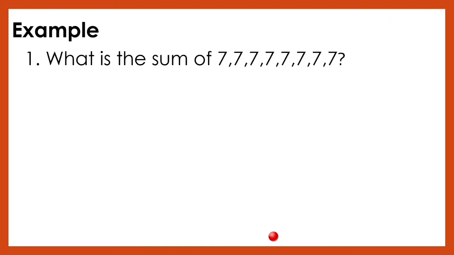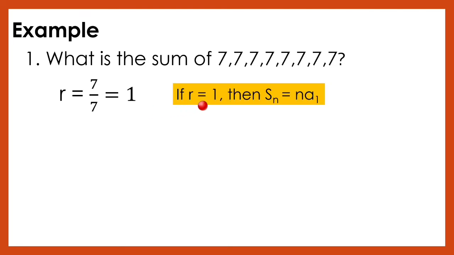Let us have first example. What is the sum of the geometric sequence 7, 7, 7, 7, 7, 7, 7, 7? Para makuha natin yung sum, kunin muna natin yung common ratio. So, we have a sub 2 over a sub 1, we have R equals 7 over 7, that is equal to 1. So, since ang common ratio natin is 1, gagamitin natin yung formula na S sub n equals n times a sub 1.